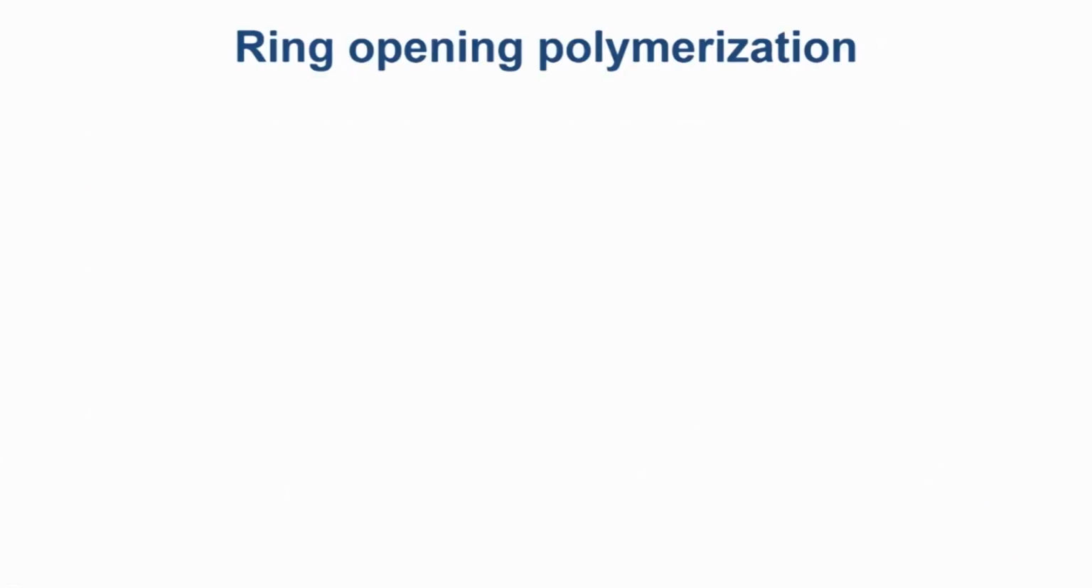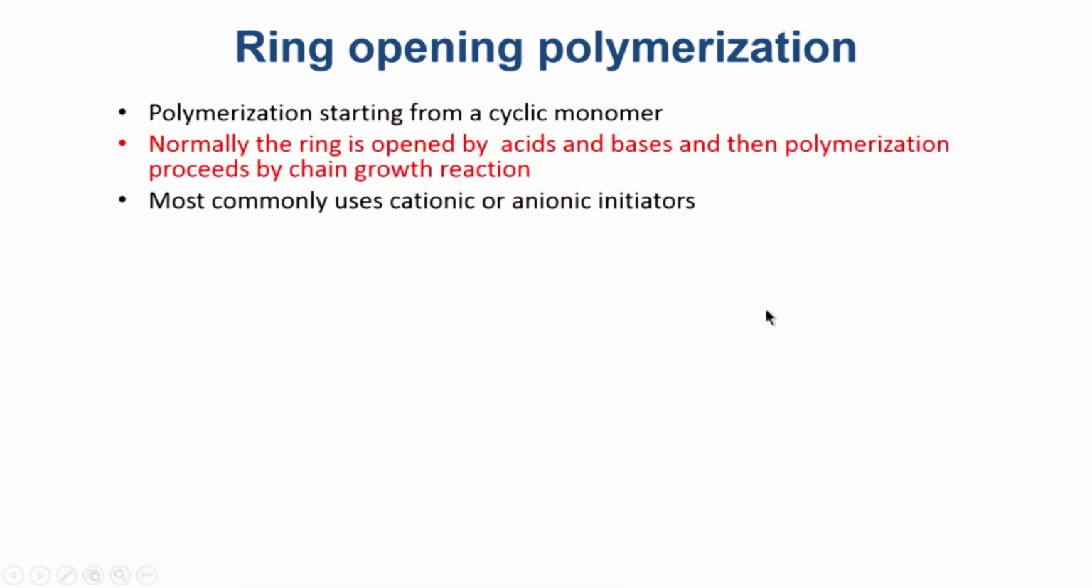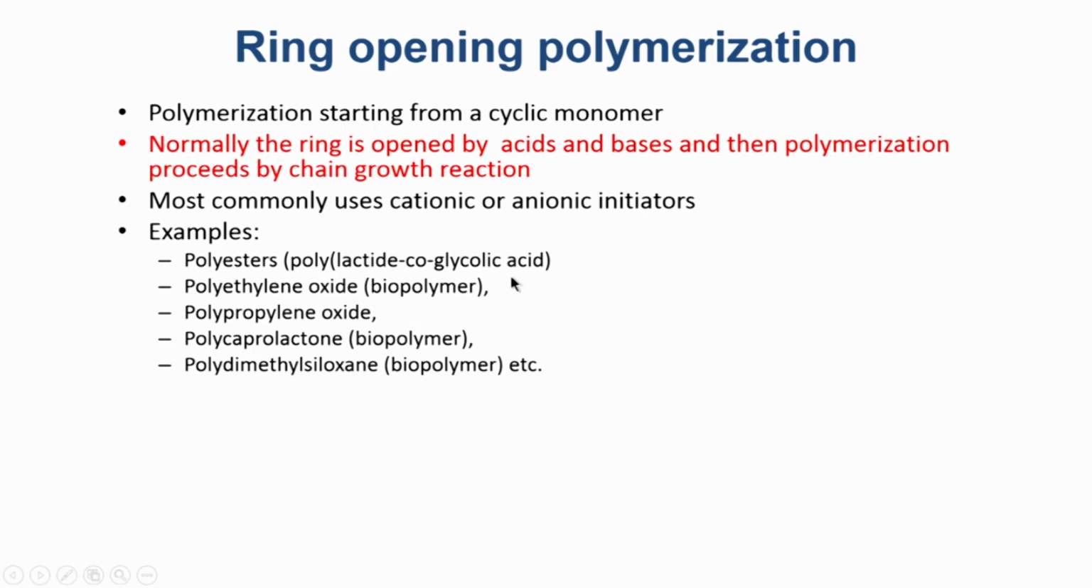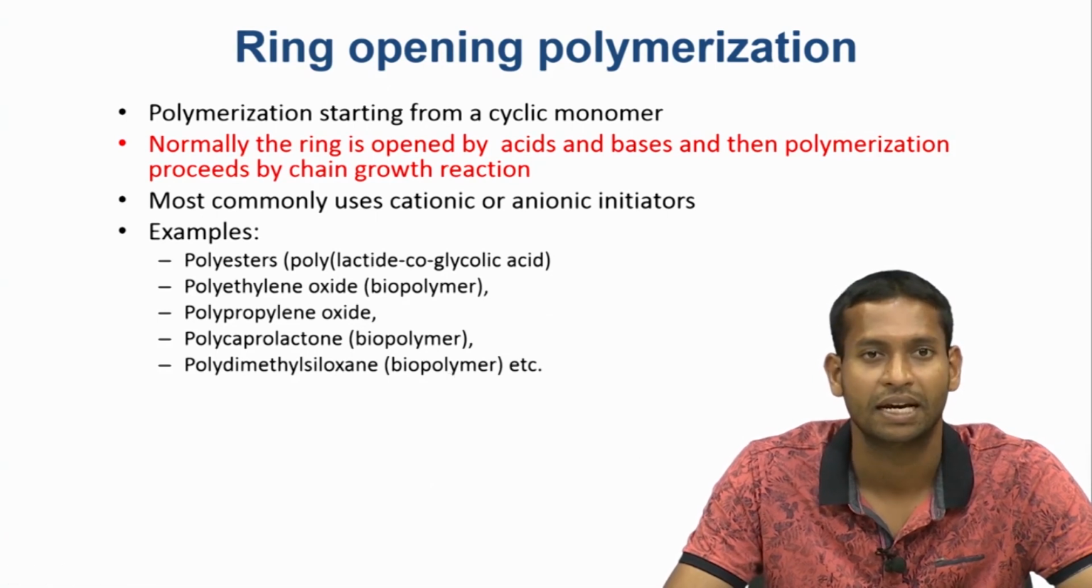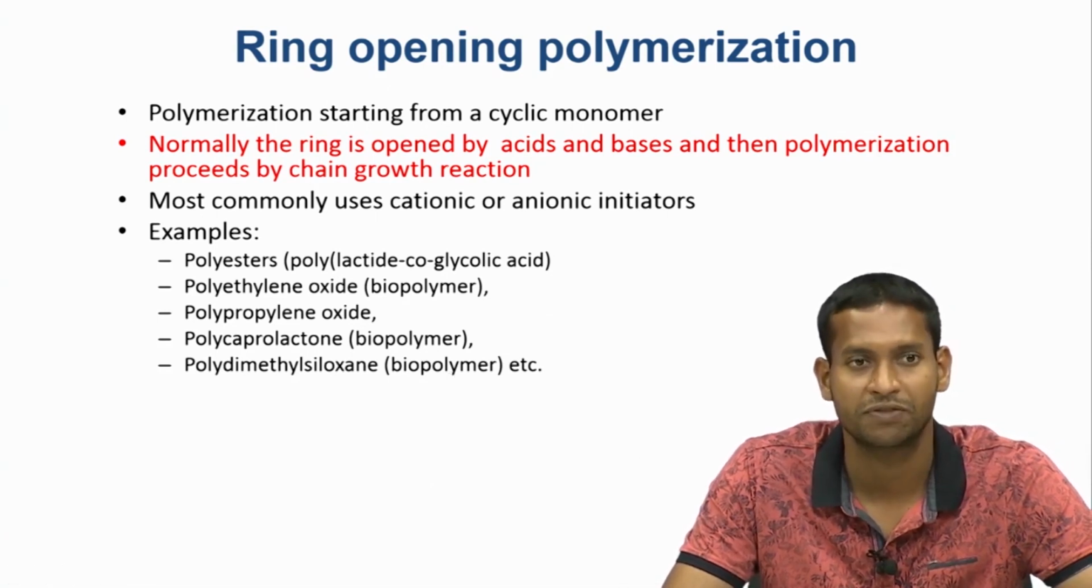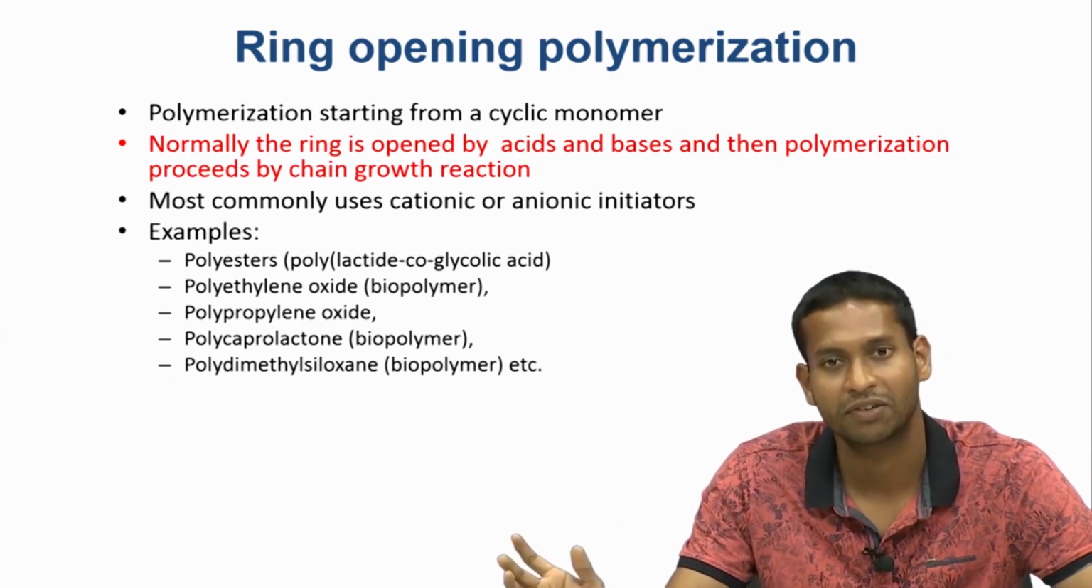So, just a couple of examples on ring opening polymerization. You can have a polymerization that starts from a cyclic monomer, and normally the ring is opened by some kind of acid or base, and then the polymerization proceeds by chain growth reaction as we just discussed. Very commonly used with cationic and anionic initiators. Some examples are polyesters, polyethylene oxide, polypropylene oxide, polycaprolactone and PDMS. All of them pretty much are very widely used for biological applications, and we will talk about most of these as we go along. Some of these terms you are going to become very familiar with in this course.